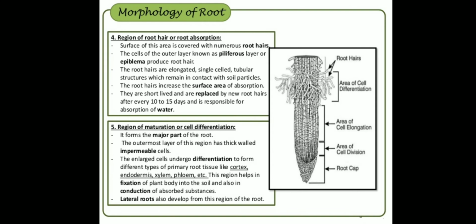Okay, and the next region of the root is the region of maturation, or cell differentiation. It forms a major part of the root. The outermost layer of this region has thick-walled impermeable cells, and the enlarged cells undergo differentiation to form different types of primary tissues like cortex, endodermis, xylem, phloem, etc. These are the parts of the roots. Okay, we'll learn later in this chapter. And this region helps in fixation of the plant body into the soil and also in conduction of absorbed substances. And lateral roots also develop from this region of the root.